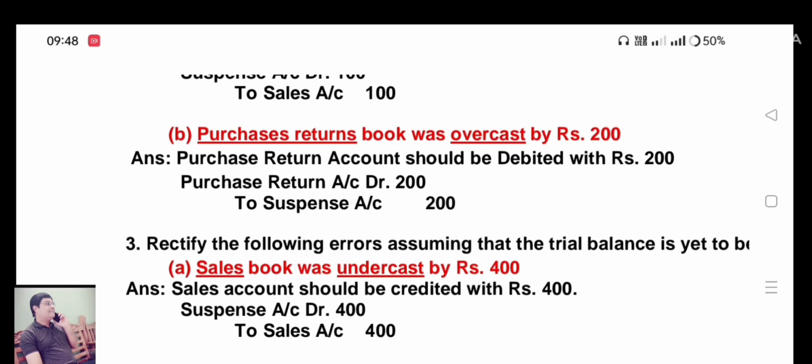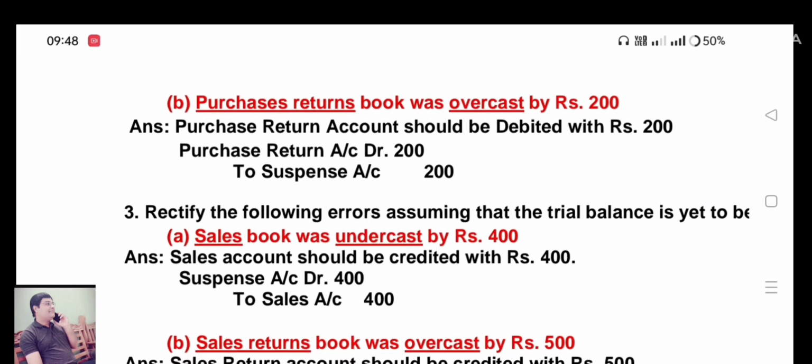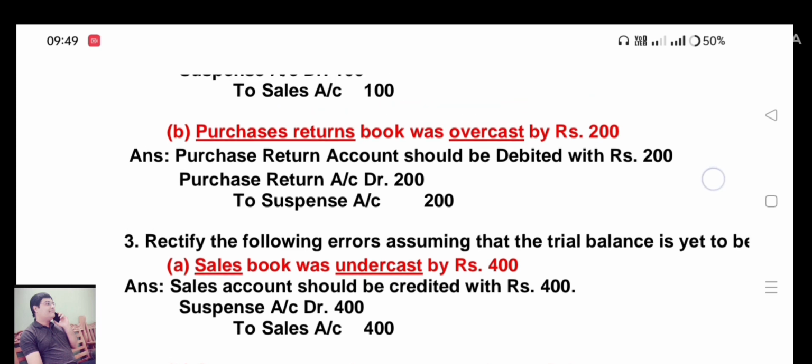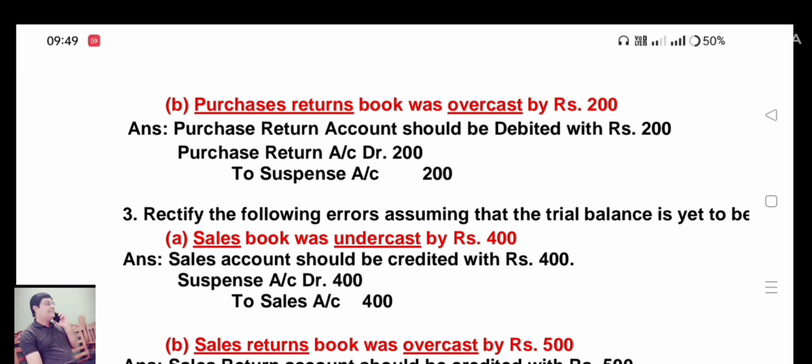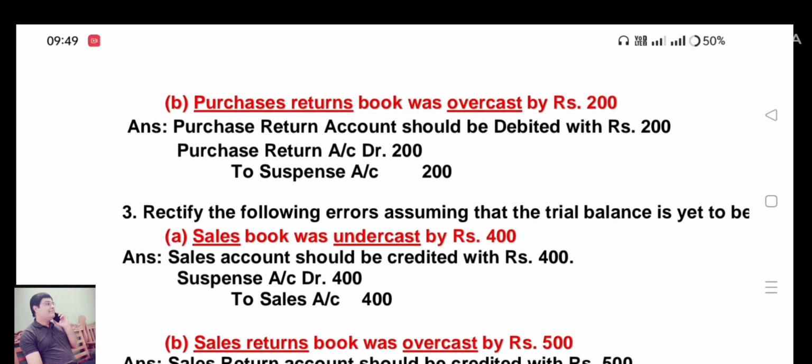Now move on to B. Purchase return book was over cost by rupees 200. Over cost means opposite. Normally, purchase return is which balance, debit balance or credit balance? Purchase return originally is a credit balance, but over cost means you have to write on the opposite side. So purchase return account should be debited with rupees 200. If they ask for the entry, you can write purchase return account debit to suspense account. Otherwise the statement in the first line is enough.